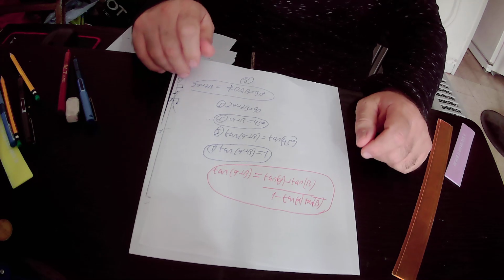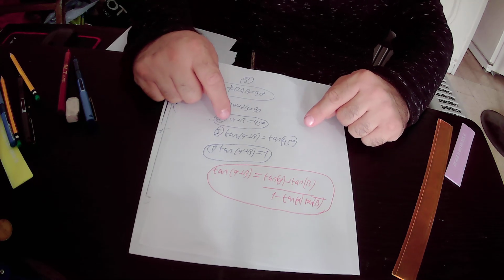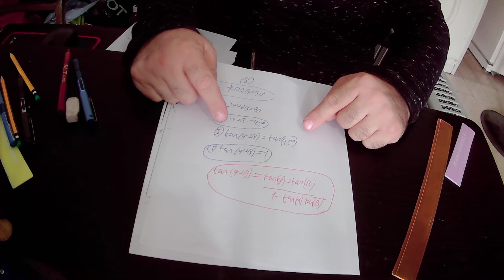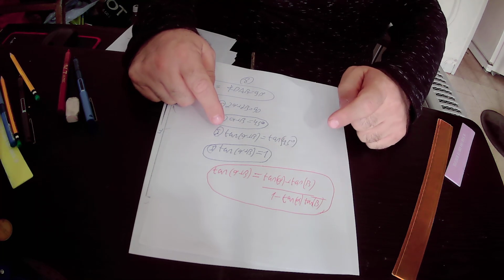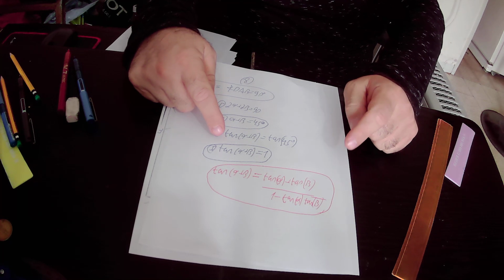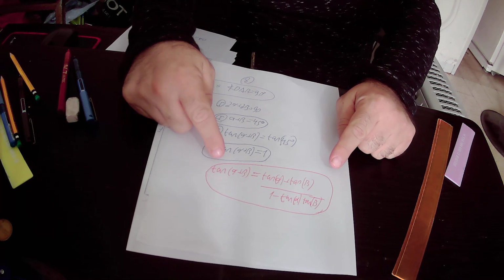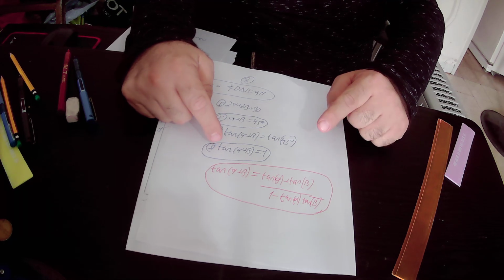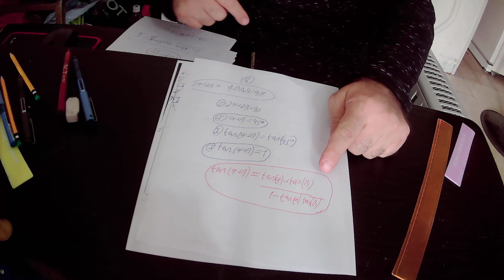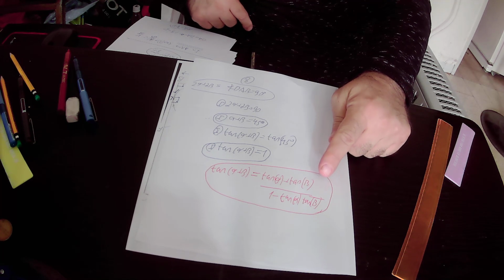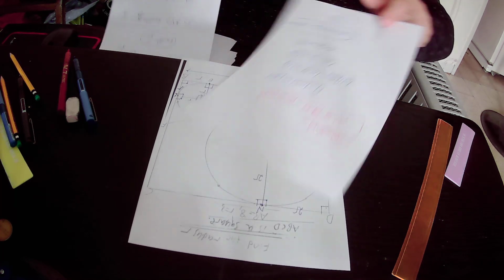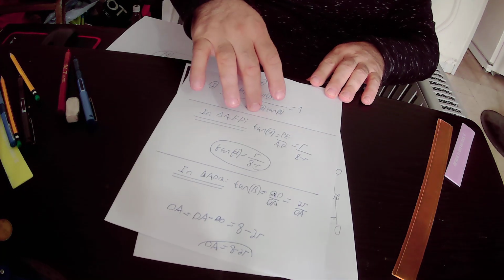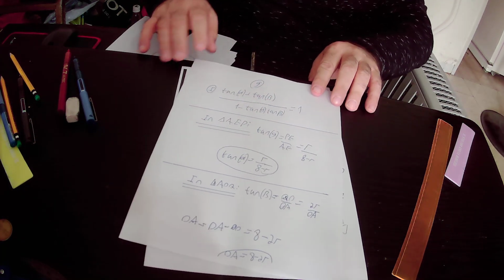And if alpha plus beta equals 45 degrees, then tangent of alpha plus beta equals tangent of 45 degrees, and tangent of 45 degrees equals 1. We have this trigonometric identity for the value of tangent of alpha plus beta, and we substitute tangent of alpha plus beta by this expression, which equals 1.